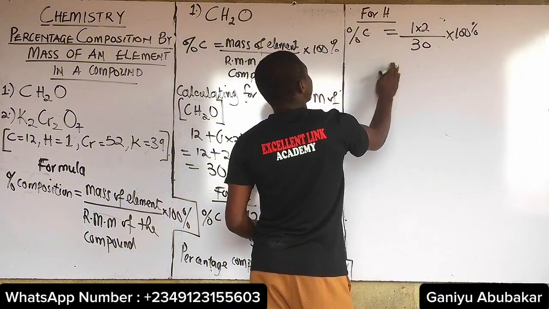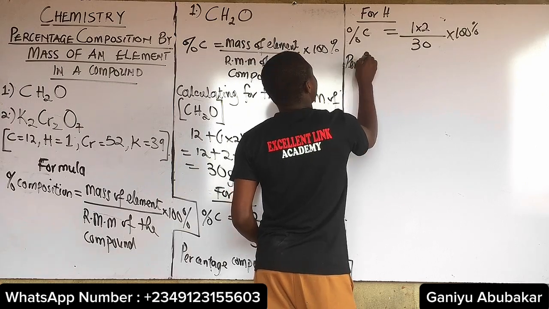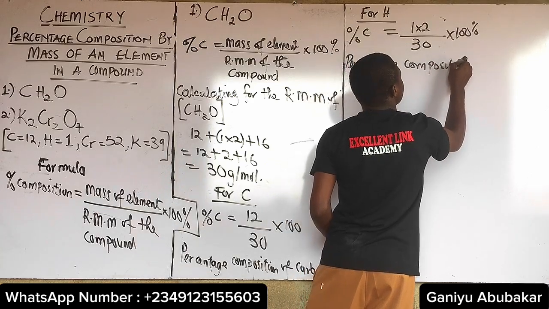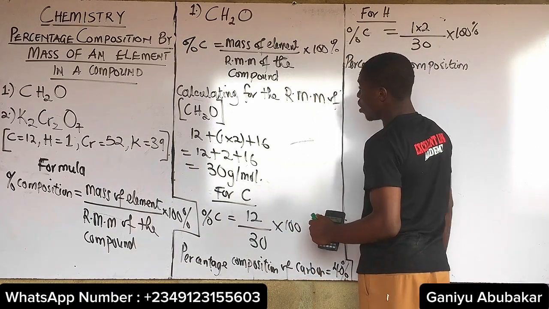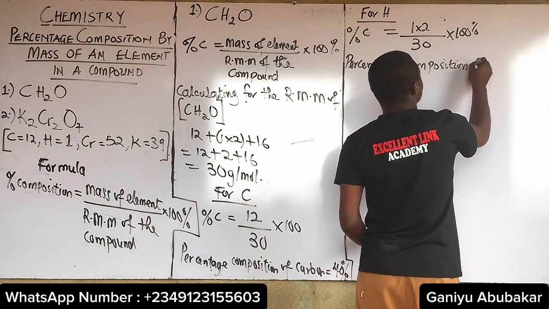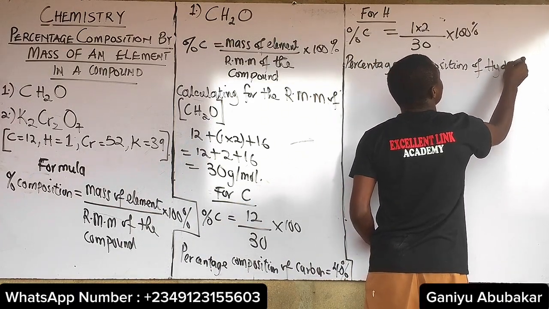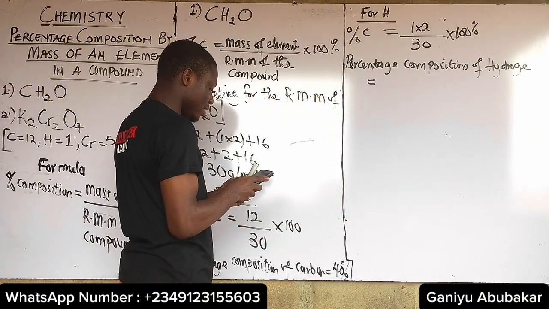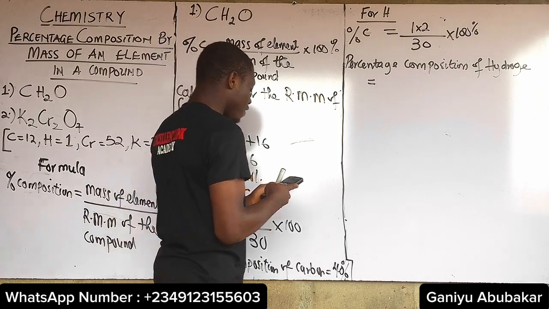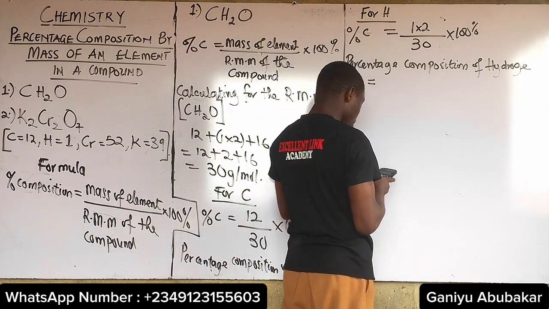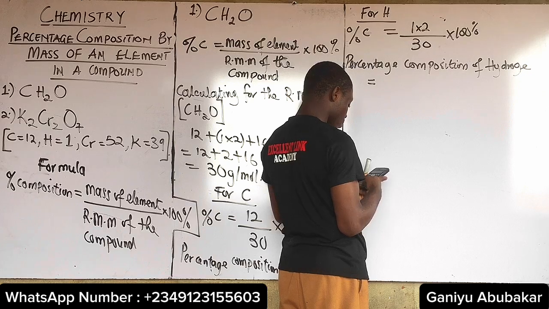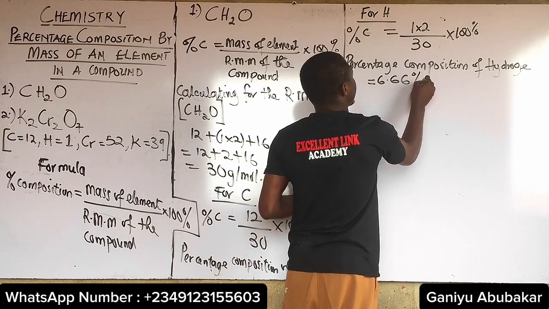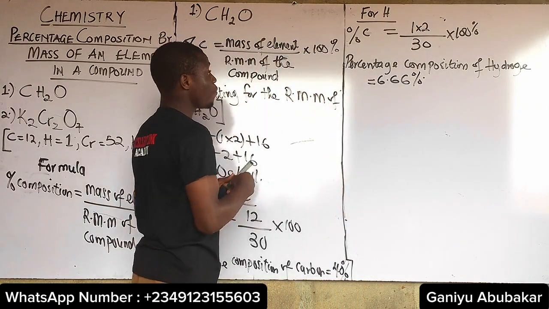From here now, the percentage composition of hydrogen becomes 2 divided by 30 times 100. I have about 6.66 percent as my percentage composition of hydrogen.